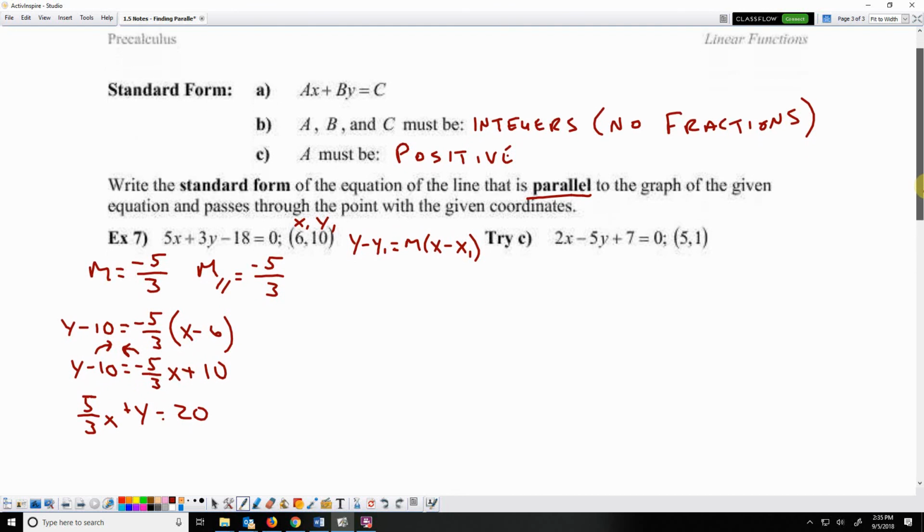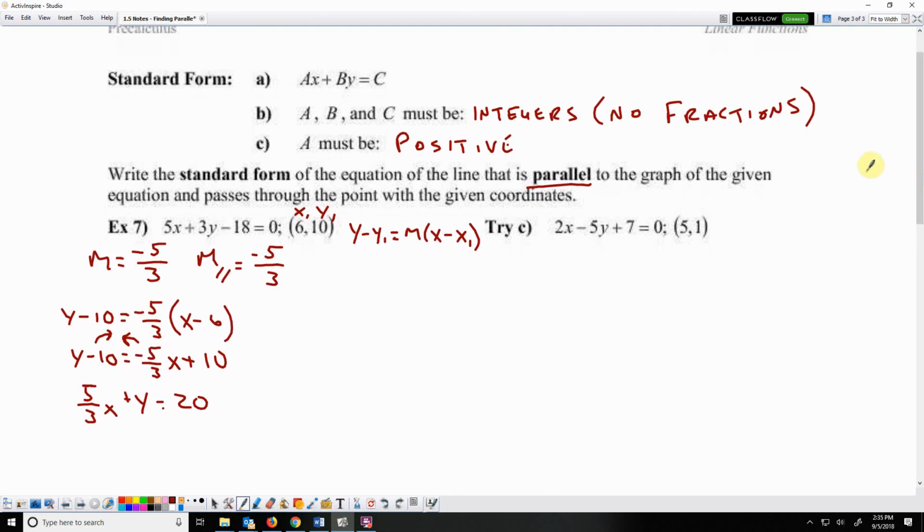So there's one problem that we still have to fix, and that is that we don't have all integers. So to fix that, I could multiply all terms by this denominator, 3. 3 times 5/3 is 5, times y, times 20.